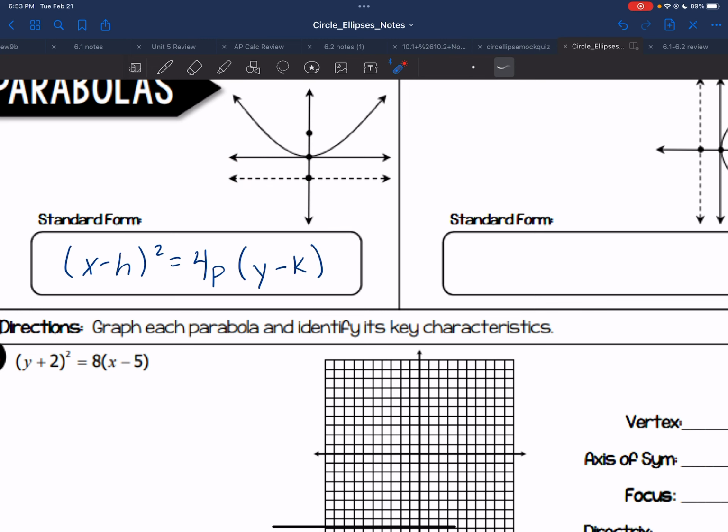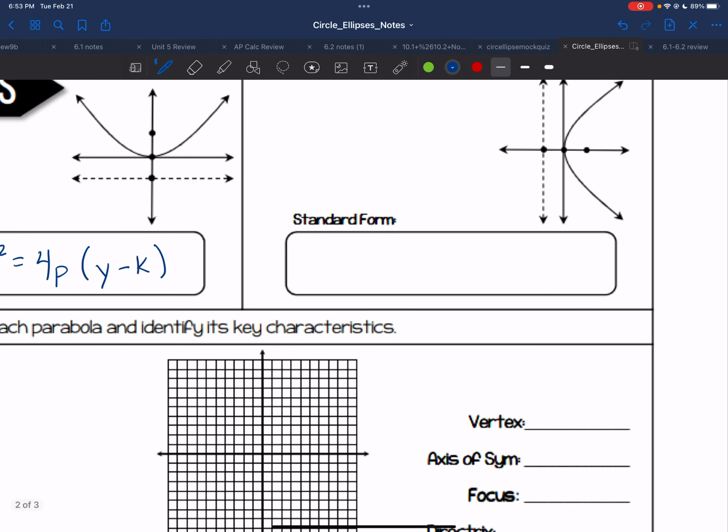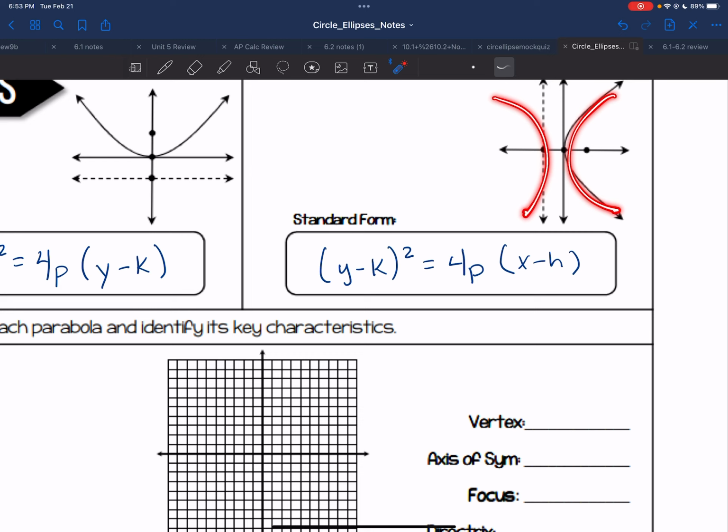On the other side, our standard form will be (y - k)^2 = 4p(x - h). Again, you might see 4a. And because it's my y that's squared, that's going to either face the right or face the left. If it faces the right, that's positive. If it faces the left, that's negative. So just think about it as the ends of a battery.